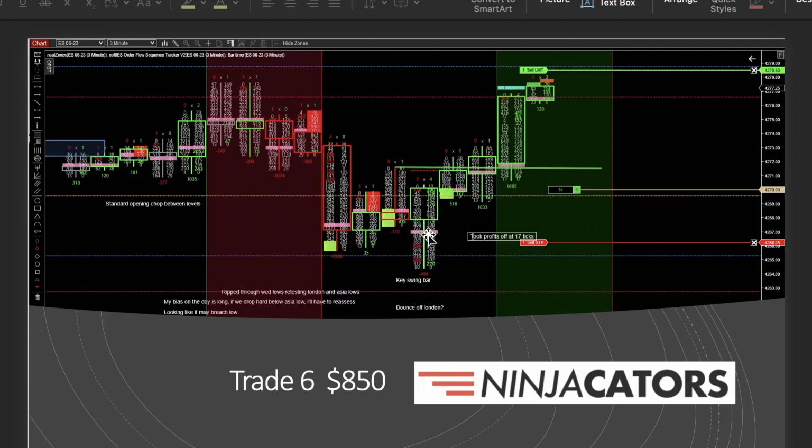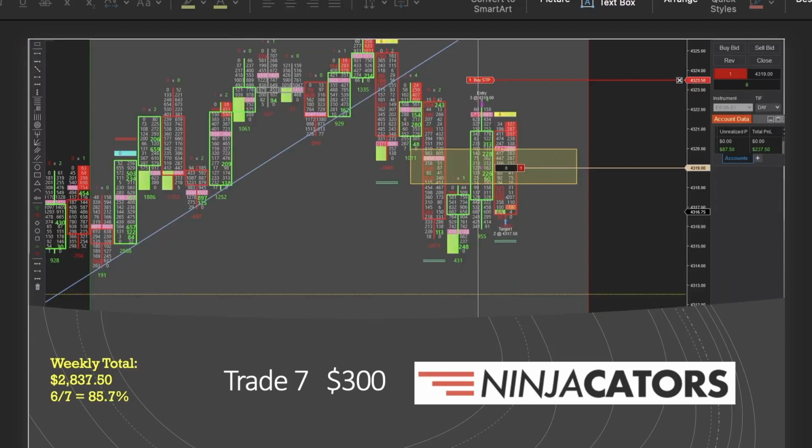Your POC is below the body of the candle. That's textbook. You see that one? When you see that, you better get ready to pull the trigger. So we broke structure, pulled back, got in right about here. This one I held a little bit longer to target one. I took about 17 ticks on that one, and then let the rest run to target for a trade of $850 on the day.